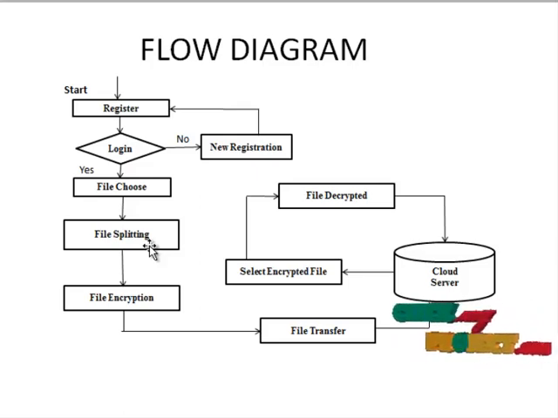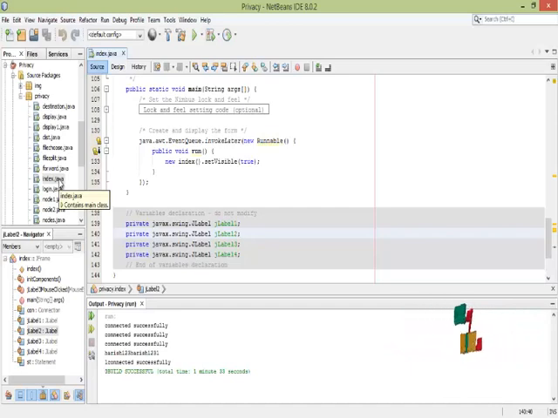D2ES is used for this project. D2ES means Dynamic Data Encryption Strategy algorithm. After completing our file encryption process, we go to file transfer. File transfer means storing our encrypted file in the cloud server, and then selecting the encrypted file from the cloud server, and then finally decrypting our encrypted file stored in the cloud server. And this is our project.